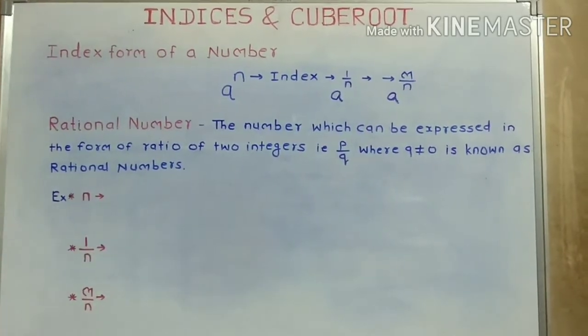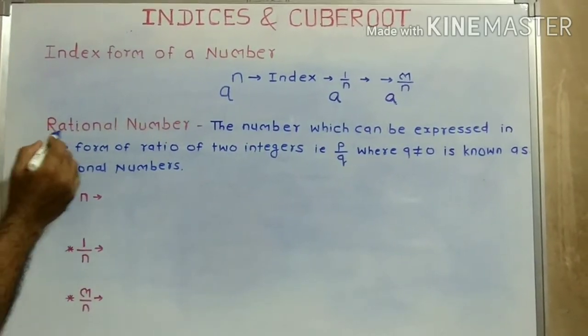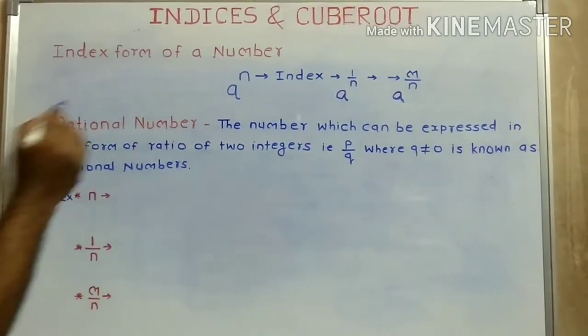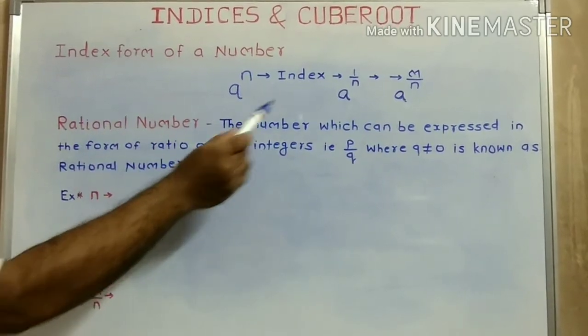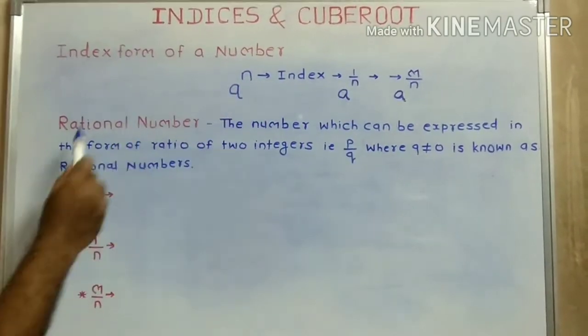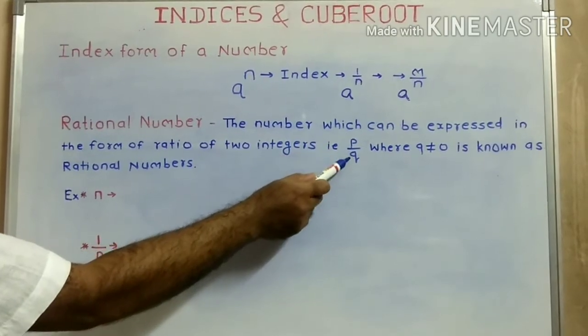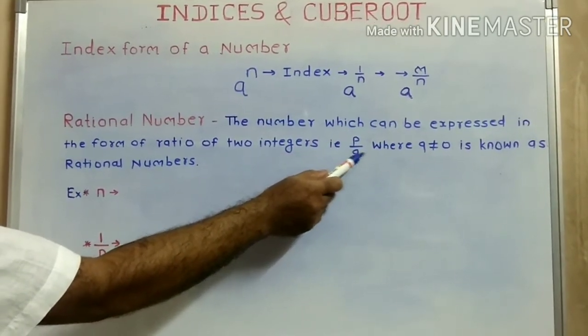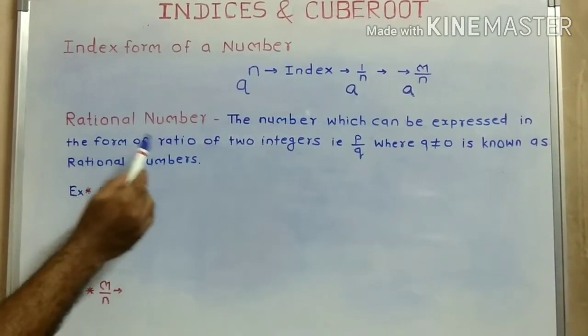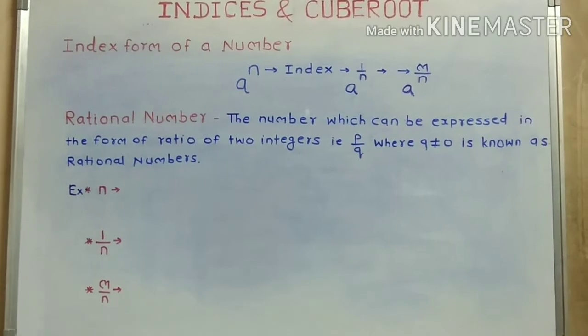To understand this, first we have to understand the concept of rational numbers. What are rational numbers? The numbers which can be expressed in the form of a ratio of two integers, that is p upon q, where q is not equal to 0.